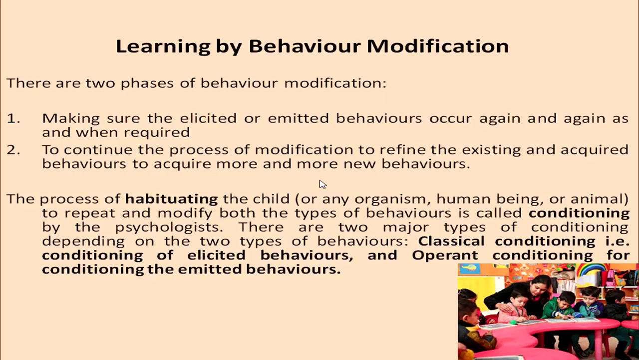The process of habituating the child, or for that matter any organism, human being or even an animal, to repeat and modify both the types of behaviors is called conditioning by psychologists. There are two major types of conditioning depending on the two types of behaviors. First one of these is classical conditioning, that is conditioning of elicited behavior, and operant conditioning for conditioning the emitted behaviors. So first we will talk about classical conditioning by Ivan Pavlov.